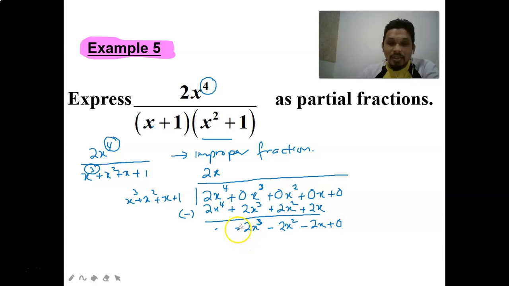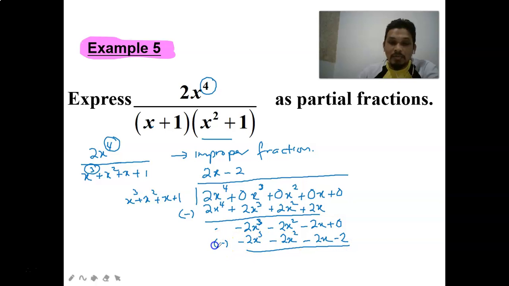So now negative 2x cubed. Negative 2x cubed divided by x cubed, minus 2. So negative 2 times x cubed, negative 2x cubed. Negative 2 times x squared, minus 2x squared. Negative 2 times x, minus 2x. Negative 2 times 1, minus 2.